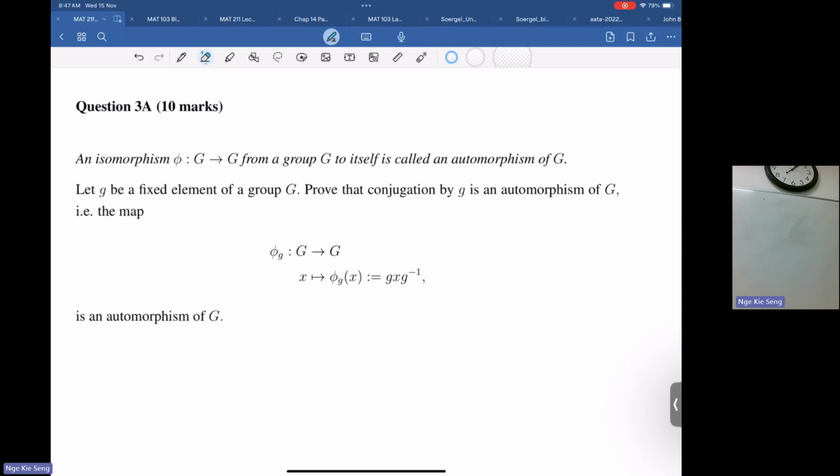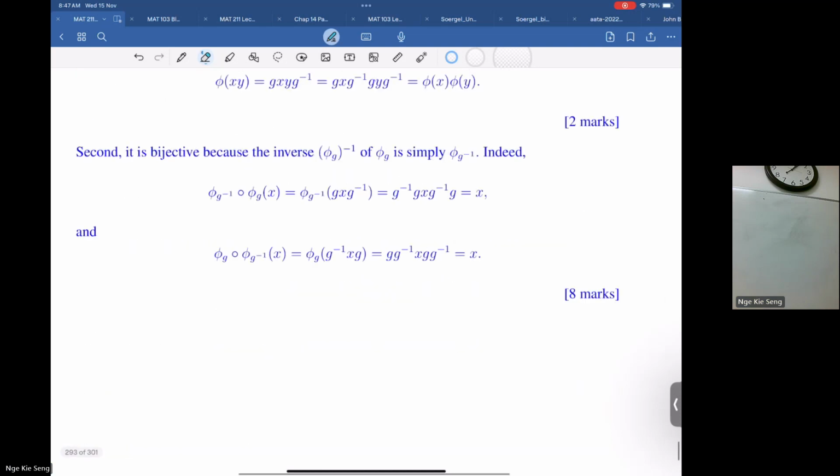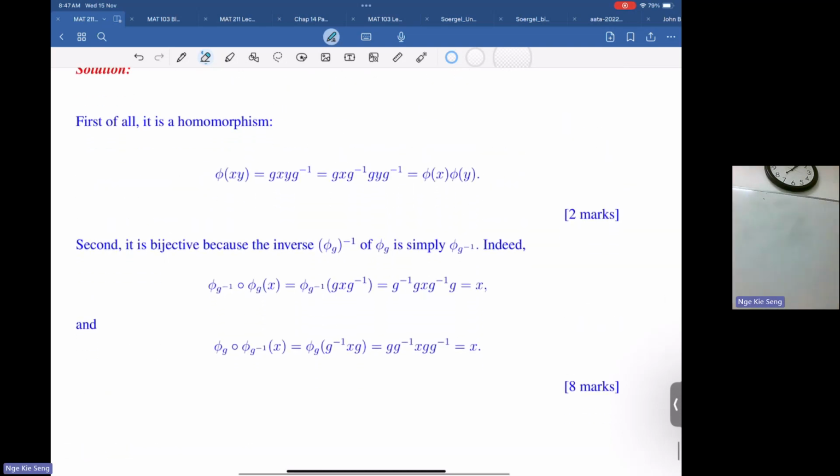To show it is an isomorphism, what do you do? Three things to show: group homomorphism, injective, and surjective. Another trick to show injective and surjective is to find the inverse: show that phi g and phi g inverse compose to the identity map. Most of you did this well. Actually, this comes from one of the lecture proofs. So this is the answer here.